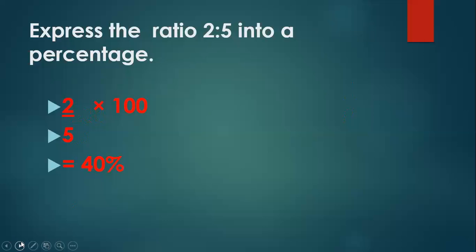Someone can also ask you to express the ratio 2:5 as a percentage. This is now a ratio, so we'll do the vice versa. It is 2 over 5 as a fraction. Then we multiply by 100. So you can see all these things are revolving around fractions. So 2 over 5 times 100, if you simplify by 5, 100 by 5 is 20, and 2 times 20 gives you your percentage as 40%.